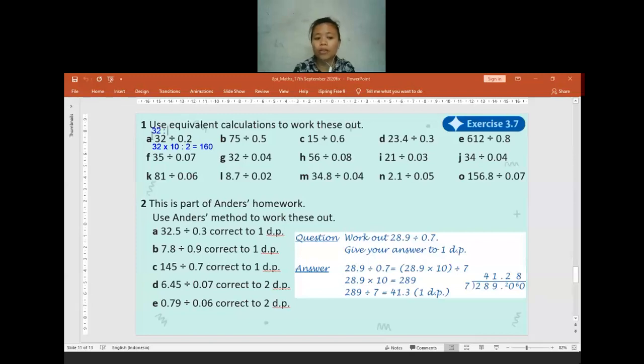Or you can do the other way. You can do division first. So the other way you can divide by 2 first, and then the result you multiply by 10. So the answer will still be equal to 160, because 32 divided by 2 is 16, and 16 times 10 equals 160. While if I do multiplication first and division later, 32 times 10 is 320, and then 320 divided by 2 equals 160.